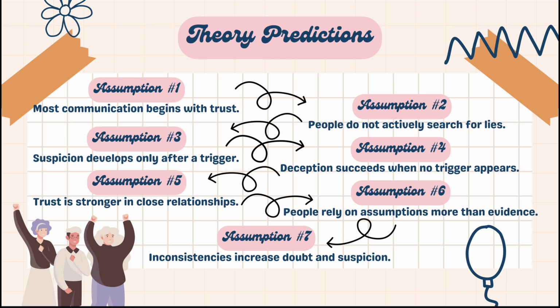The theory also predicts that deception is more likely to succeed when there's no clear trigger present. If nothing appears suspicious, then why would we not believe the message? Another prediction is that trust tends to be stronger in close relationships, such as family, friends, or romantic partners. This is because there's more emotional connection, and this overall increases the assumption of honesty. Finally, people rely heavily on assumptions and perceptions instead of carefully analyzing evidence. Because of this, inconsistencies can slowly create doubt and eventually lead to suspicion.